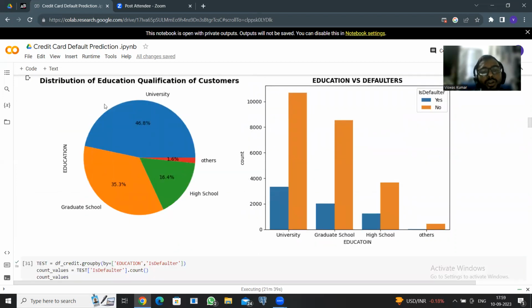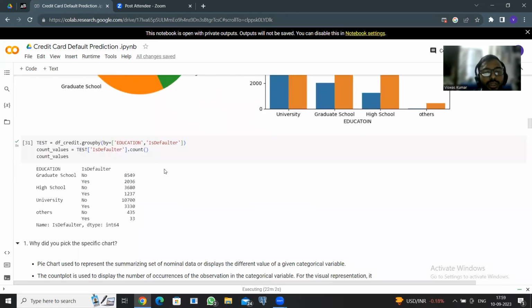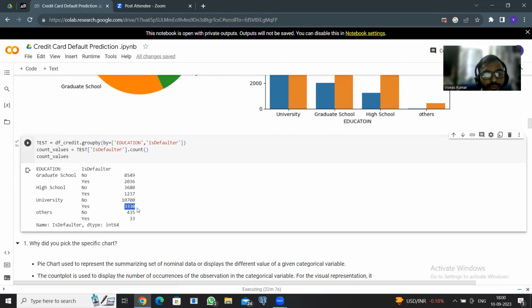Coming to the education column versus the defaulters, with the pie chart distribution of the education column, I can see that 46% are university graduates, followed by graduate school. Looking at the relationship with the dependent variable, university graduates have the highest non-defaults as well as defaulters. The numbers show around 3000 university defaulters, and graduate school has 2000 defaulters.